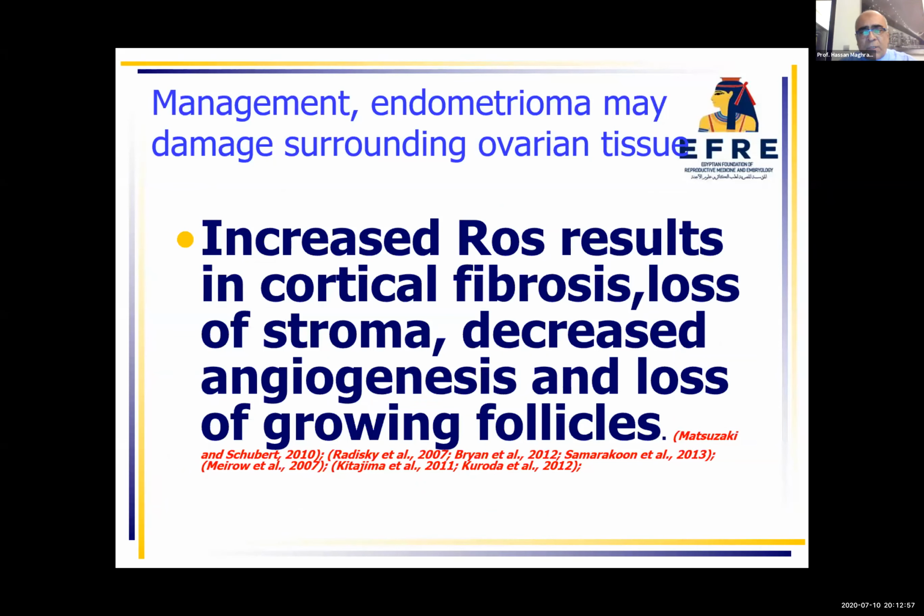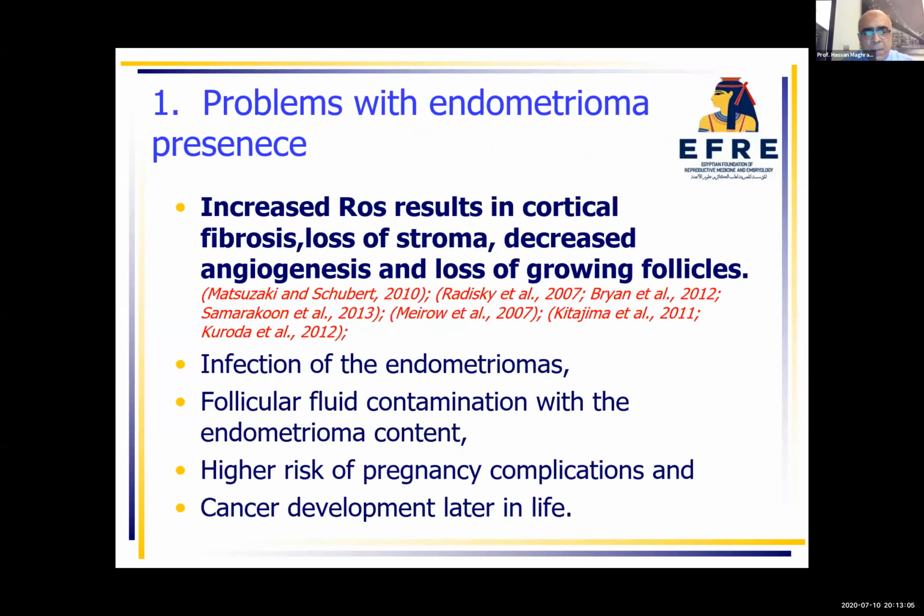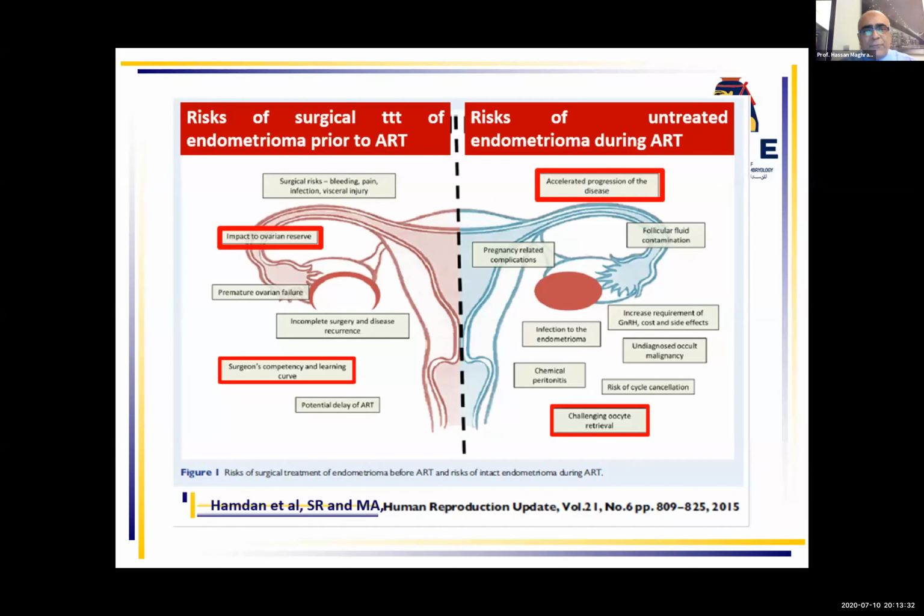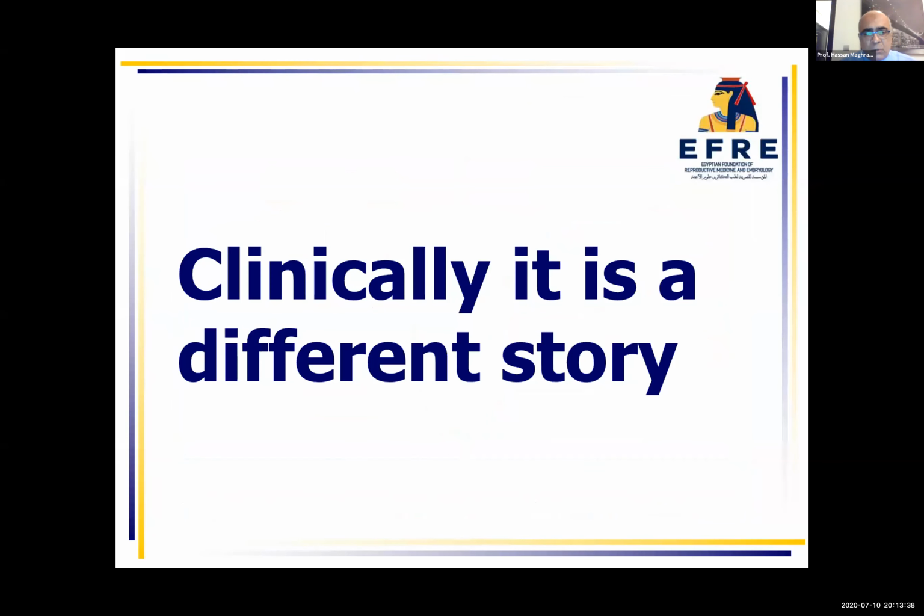The hallmark of the basic research studies is the increased reactive oxygen species that results in cortical fibrosis, as we've mentioned. But also the presence of an endometrioma in the ovary carries the risk of infection, of follicular fluid contamination, and possibility of complication during pregnancy and possibility of cancer development. So yes, there is basic research indicating that there is damage, but also there is a clinical risk, although the incidence is low. So we have to weigh the risk of untreated endometrioma versus the risk of surgical treatment of endometrioma.